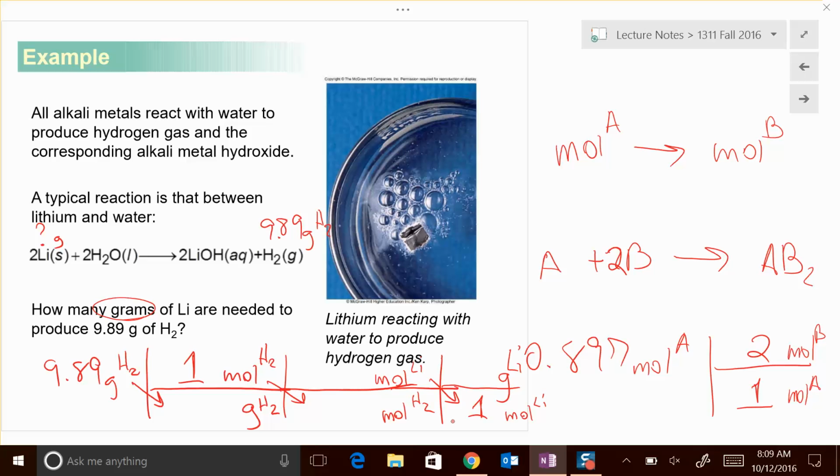So, grams to moles, moles are always 1. Whenever it's grams, where do I find it?